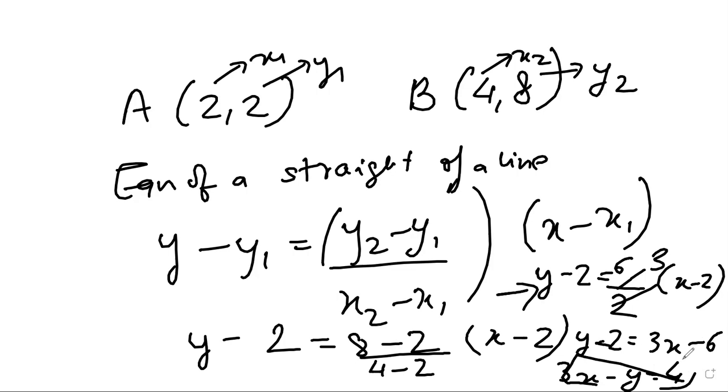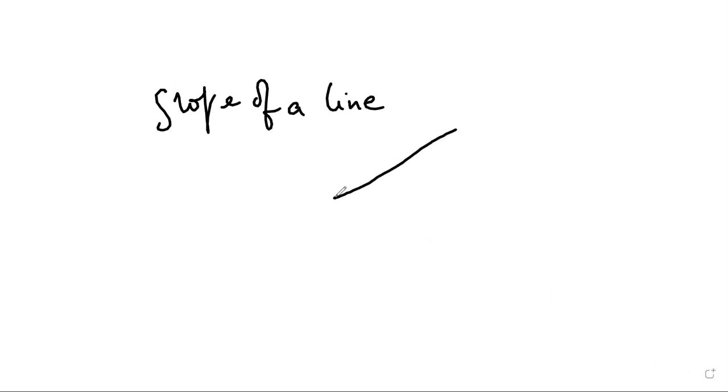Now this was the method when the coordinates of 2 points are given to us. Now we will do the second method. In this second method, a very important concept will come, which is known as the slope of a line. Means what is the bend of that line? How much is that line bending?